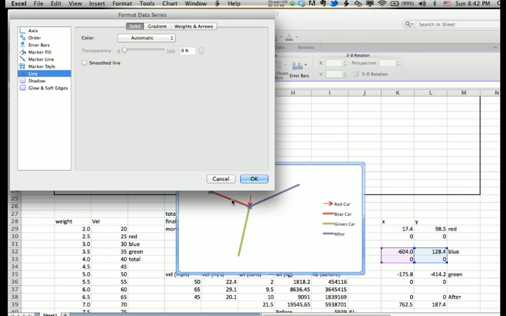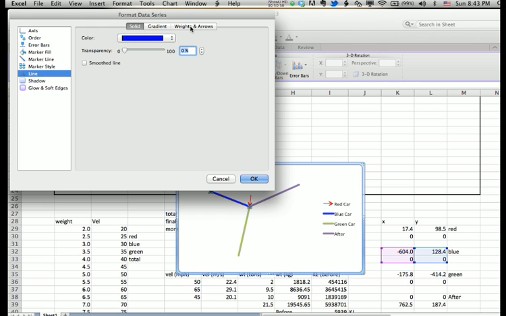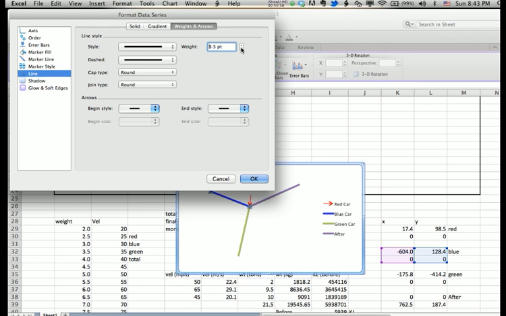I'm going to click on that one. I'm on line. Color is blue. Weights and arrows. Can't remember what we did. What did we go down to? 1.25 or something. Probably should have these all be about the same. 1.25. Ending arrow.